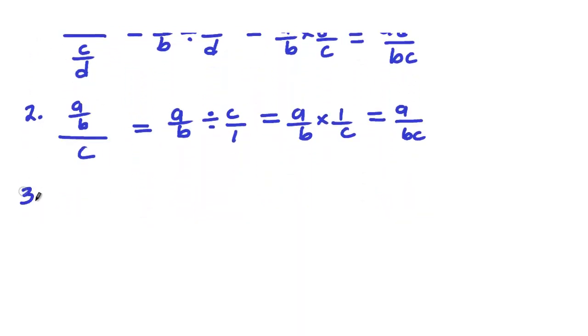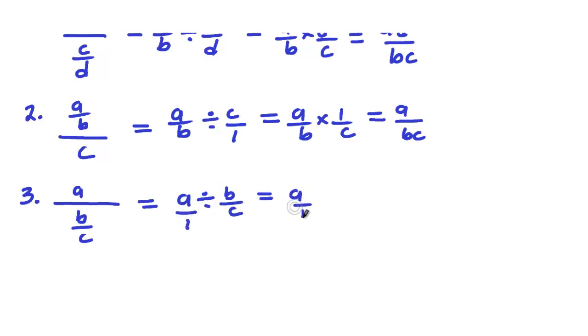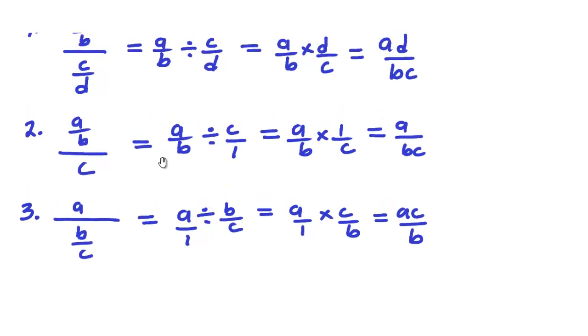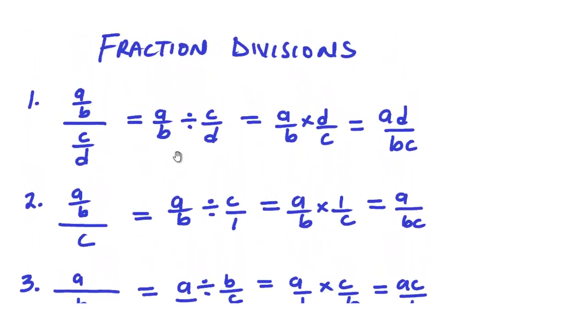Then the last one I want to show is number 3. The third one is when you have A divided by B over C. This is another unique one. This A is basically A over 1. So that would be A over 1 times C over B. And that will give us AC over B. All right. So please quickly check through all these divisions and see if it does make some sense.